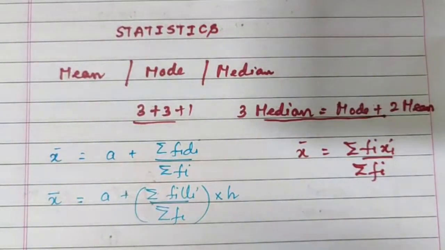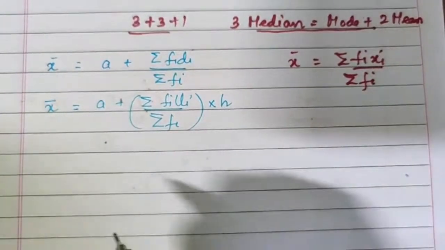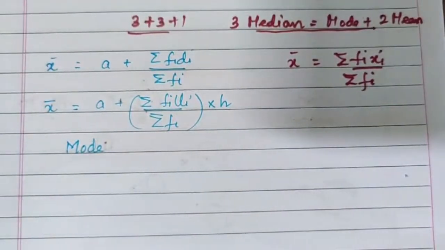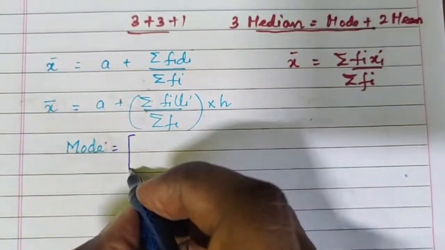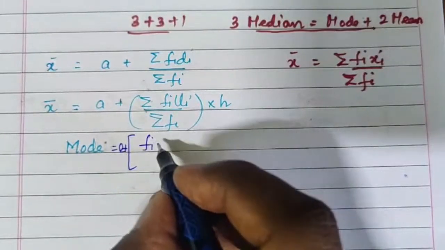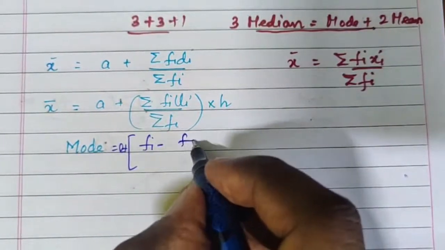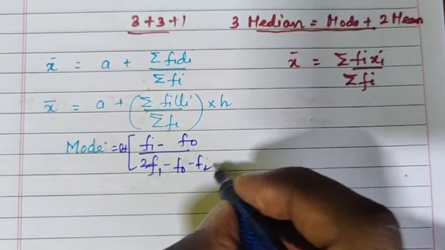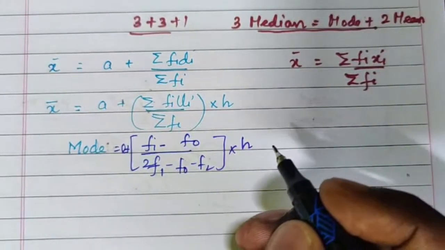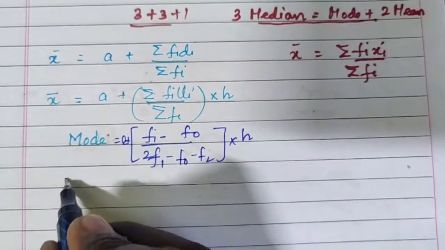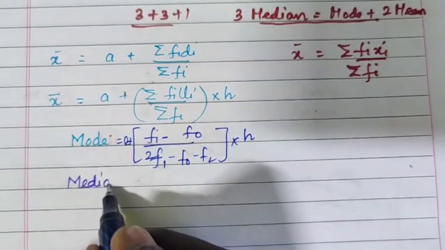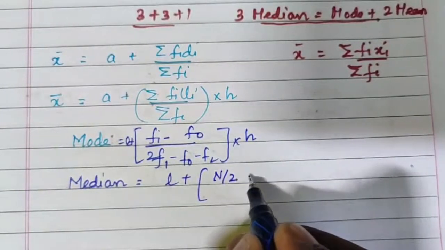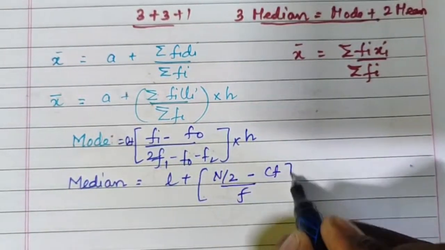What is the formula to calculate mode of grouped data? Mode equals L plus f1 minus f0 divided by 2 f1 minus f0 minus f2 into h. Median equals L plus n by 2 minus Cf by f into h.